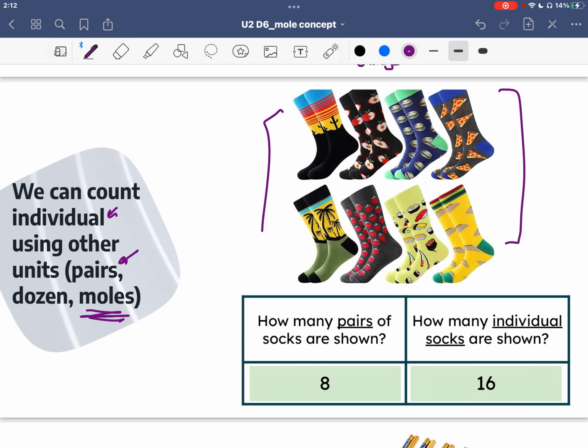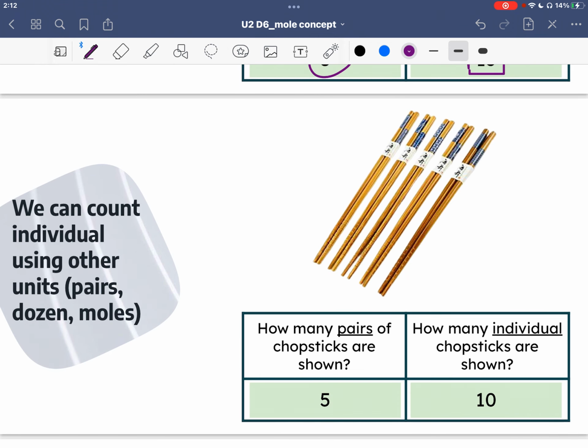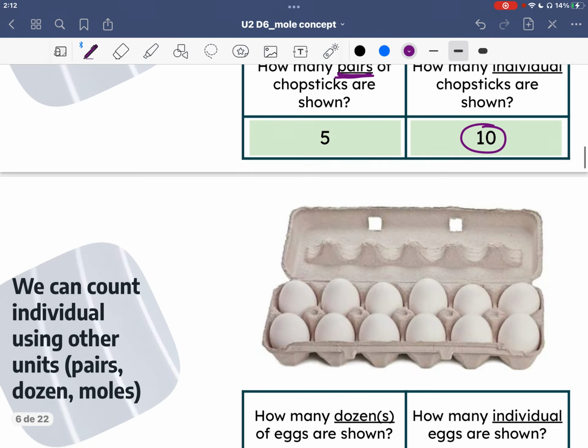So I have some socks here, and I'm asking how many pairs of socks are shown. Well, I have 8 pairs of socks, which means 16 individual socks. So I used the unit pairs to count an individual thing. Same thing here. I have 1, 2, 3, 4, 5 pairs of chopsticks. I could also use dozens. I have 12 eggs, so I'm using dozen to count an individual thing.